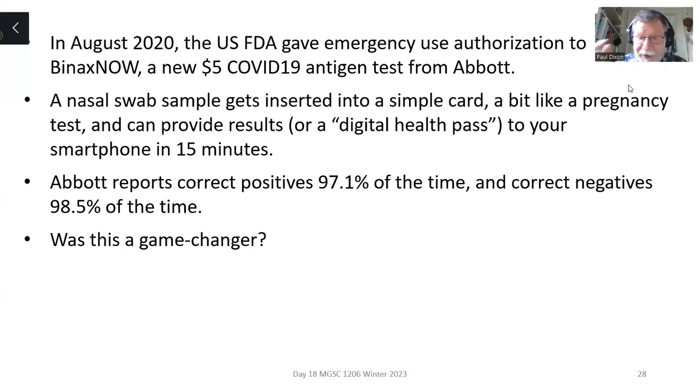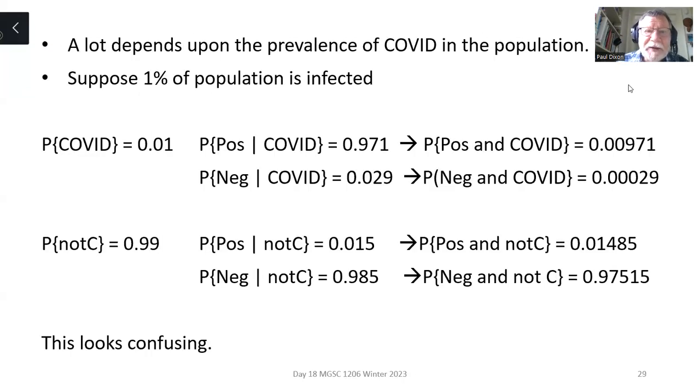So the thought was, this is going to be a game changer. We can fly again. We'll know if the people on our plane have COVID or not. What we didn't know was how many people had COVID. How do you find that out? You aren't going to go and test the whole population to find out. We couldn't do that. So it was playing a what if game.